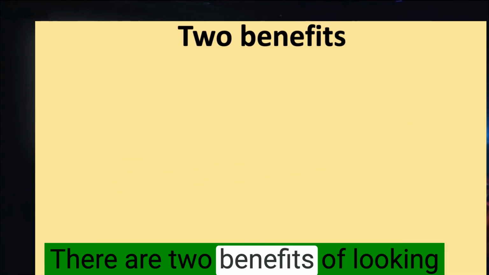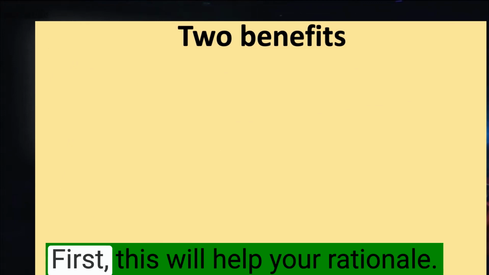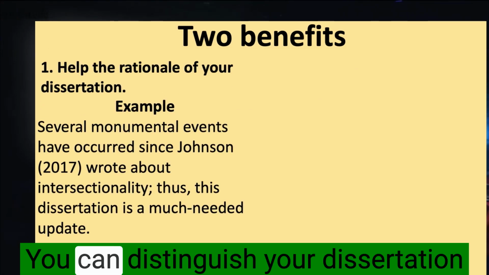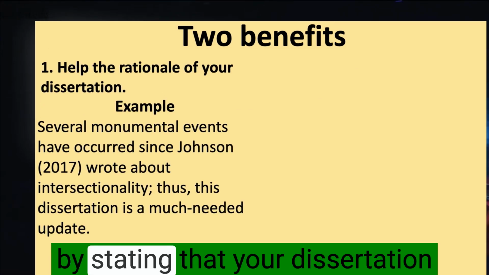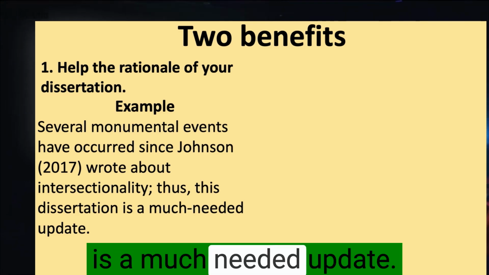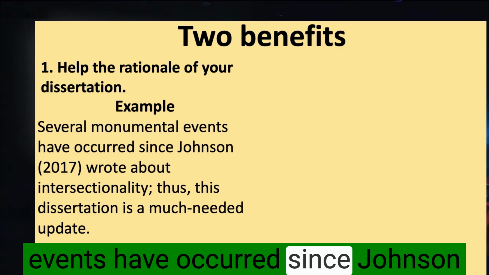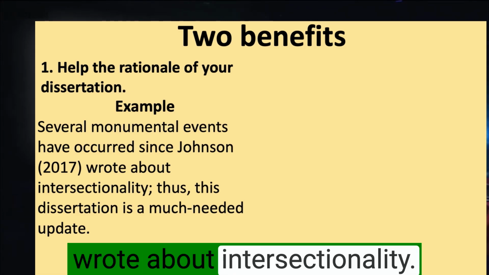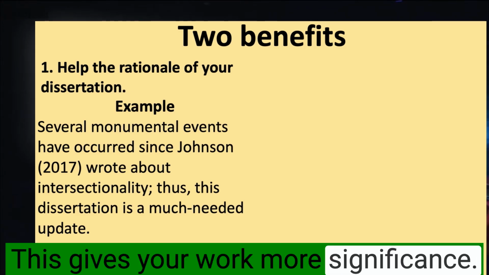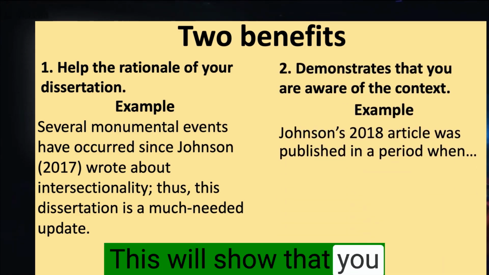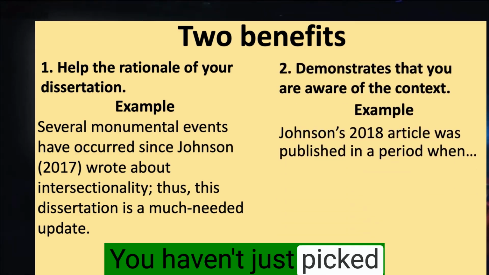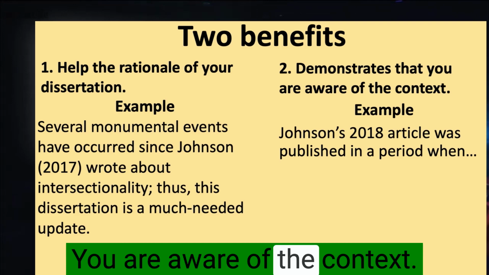There are two benefits of looking at the date of publication. First, this will help your rationale. You can distinguish your dissertation by stating that your dissertation is a much needed update. This example states, several monumental events have occurred since Johnson wrote about intersectionality. This gives your work more significance. Second, this will show that you are aware of the context. You haven't just picked the article randomly. You are aware of the context.